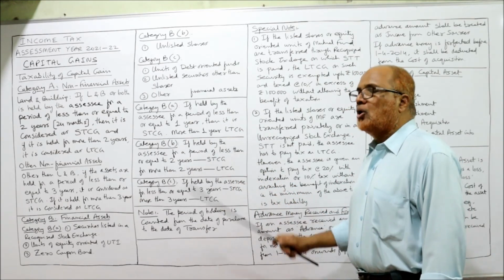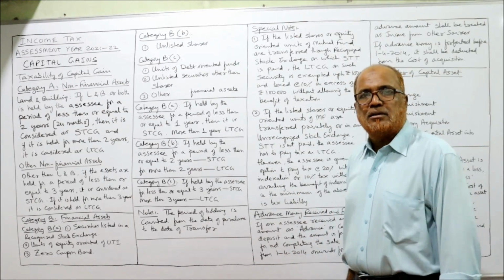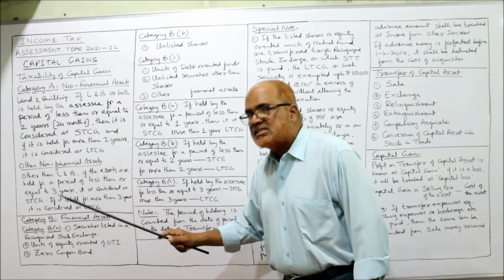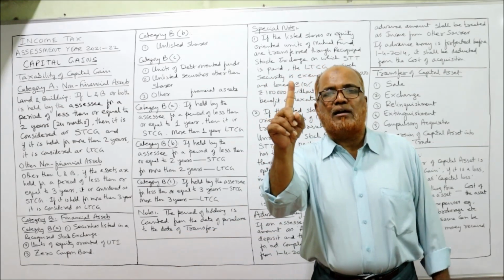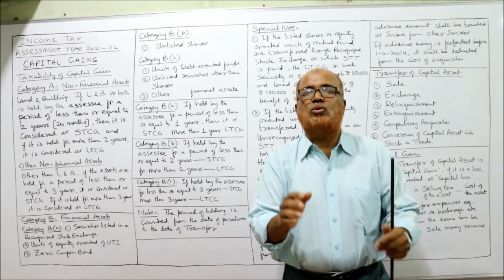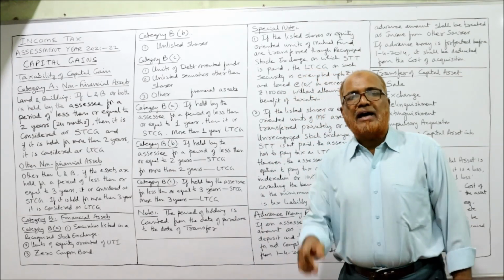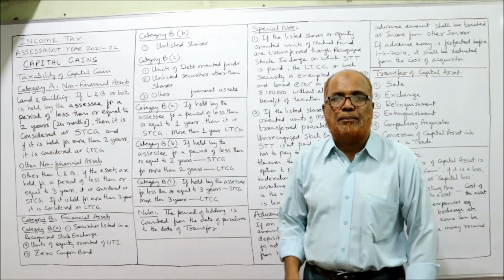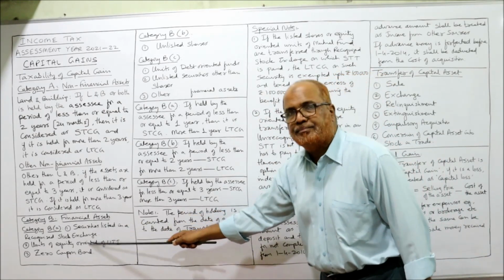More than 1 year, long-term capital gain. That's it. So for the first category, A, 3 assets are given. For these 3 assets, the period of holding is 1 year. If the asset is held for 1 year or less, it will be called short term. If the asset is held for more than 1 year, it will be called long term. For these 3 categories, right?